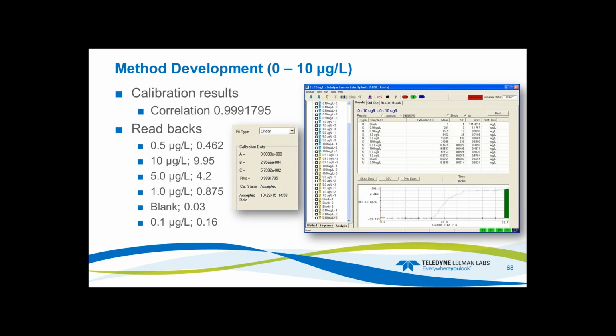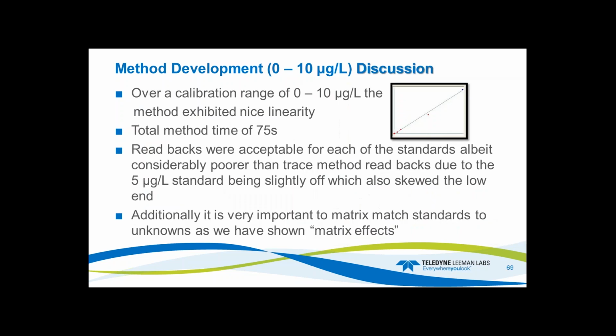So the reason my low level and the 5 are off is because I had a malfunction on the pipette. So the pipette standard was slightly off the curve. Maybe the volume wasn't quite correct. But I decided not to redo it and leave it in to show you how important it is for calibrations.